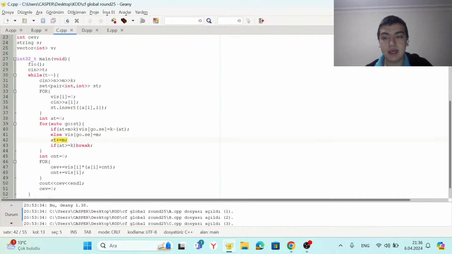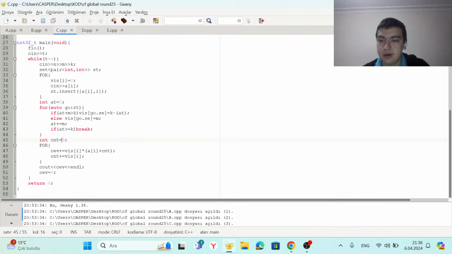And I'm adding m to this variable, and if this variable is greater than or equal to k, I have completed buying the required number of tickets. So I'm using break to stop this loop.